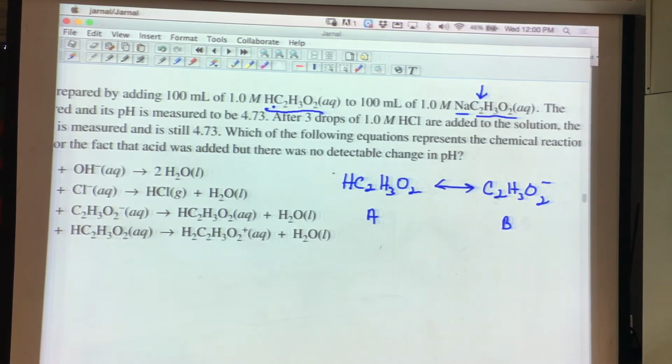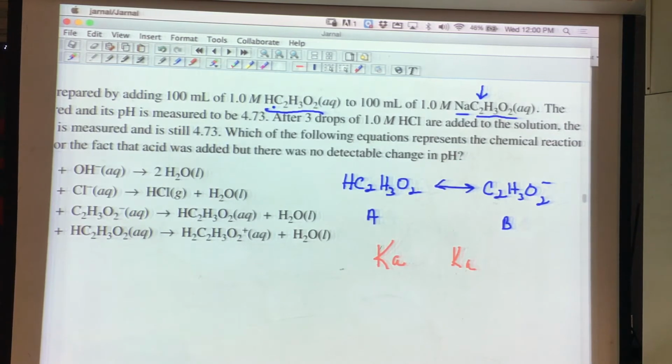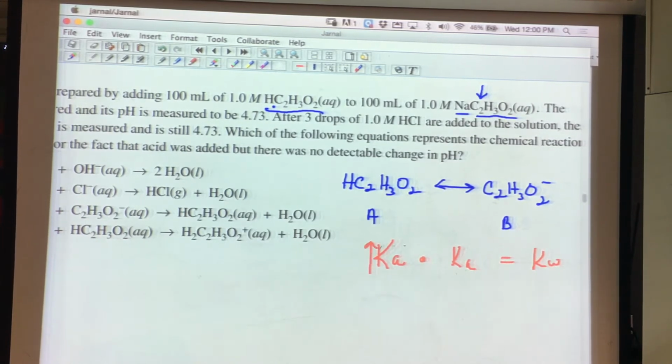How do you identify a buffer? It's a conjugate acid-base pair. They are not 2 different chemicals. They are the same chemicals, and you should know why. The Ka and the Kb are what? Inversely related to each other, right? As one goes up, the other one has to go down. So these guys cannot neutralize themselves. So anytime you've got a buffer, it has to be the same chemical plus or minus an H.